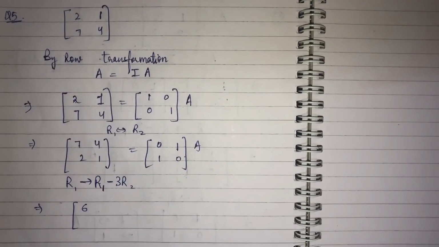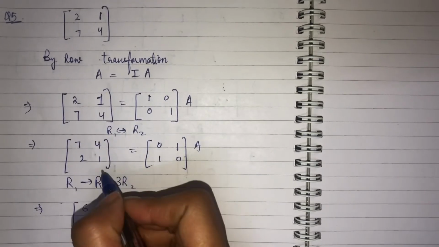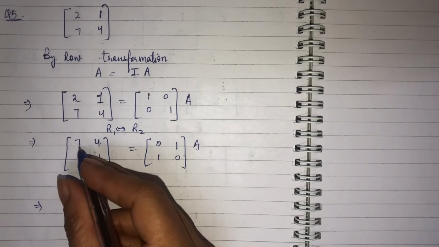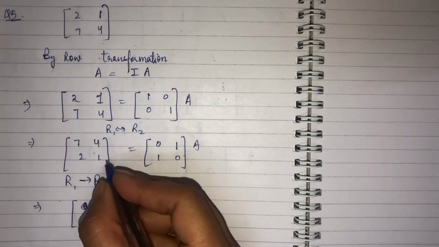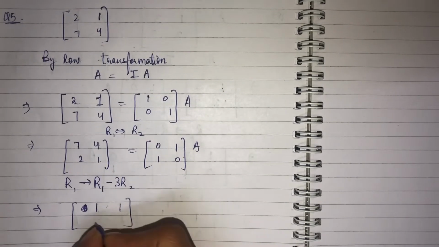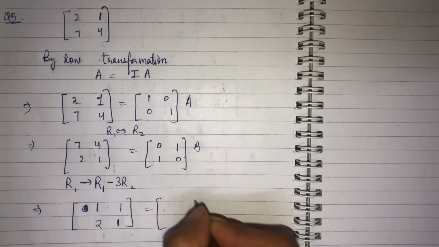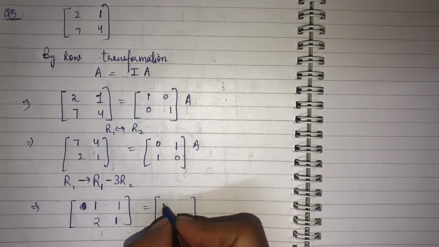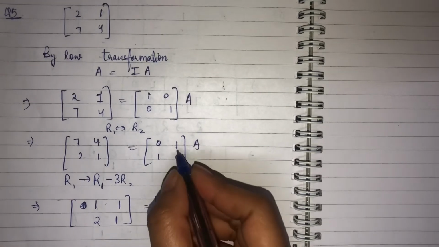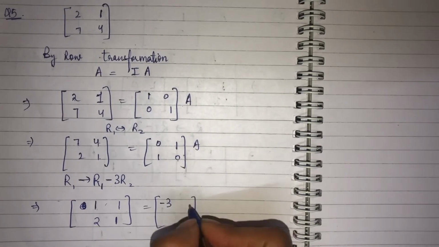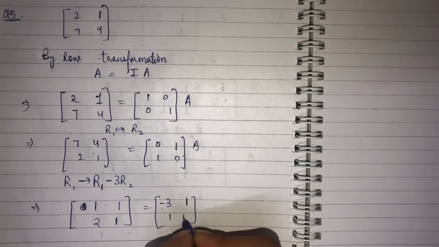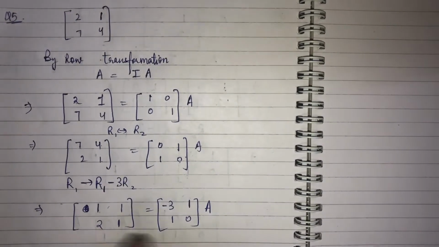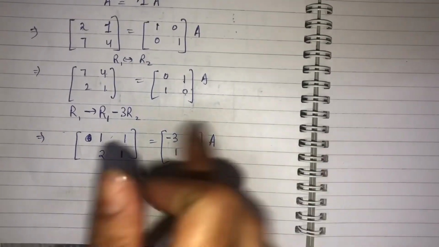Then the same with this: 7 minus 6 which is 1, 4 minus 3 into 1 is 1. Then 2 1. And here R1 will be 0 minus 3 into R2, which is minus 3, and 1 minus 3 into 0, which is 1 only, and R2 remains as it is. The row in which we don't make a change stays the same, and we should write it first anyway.